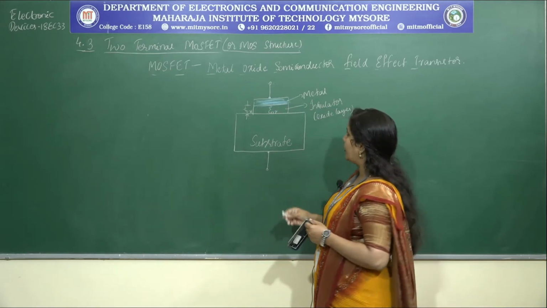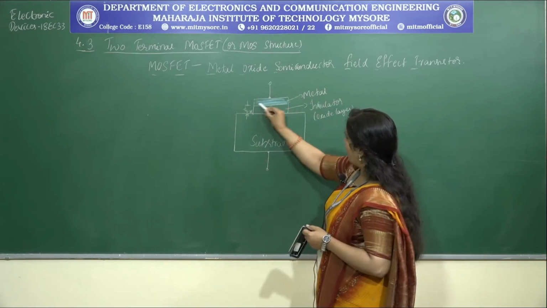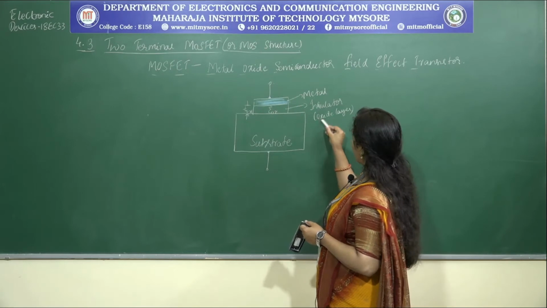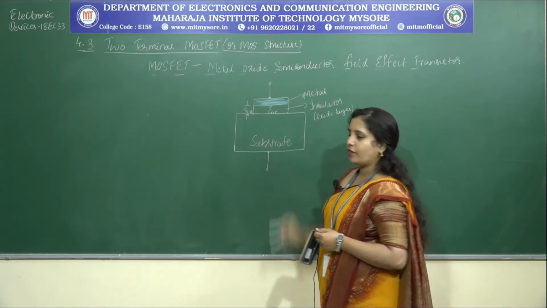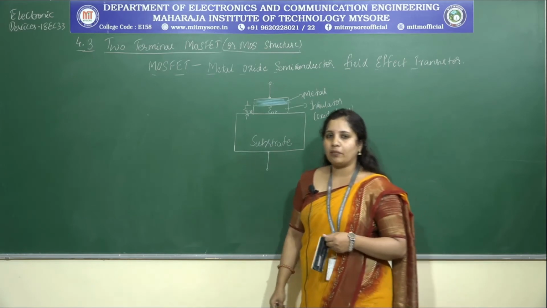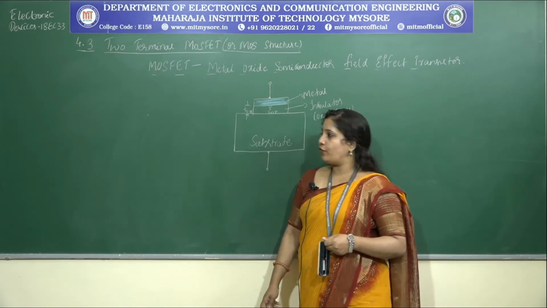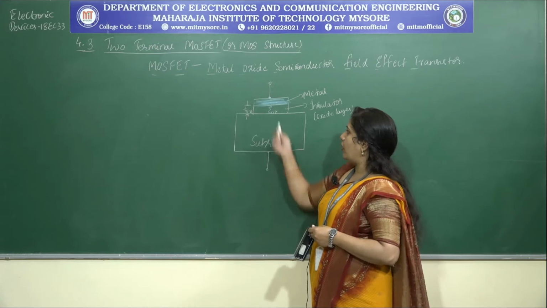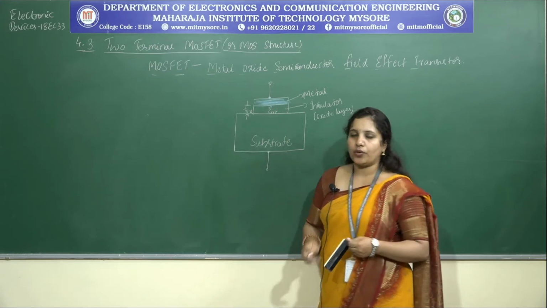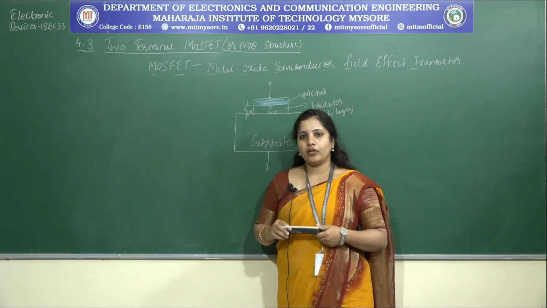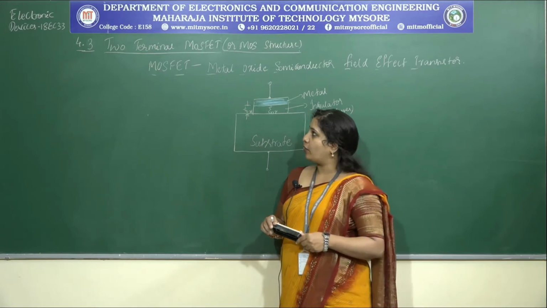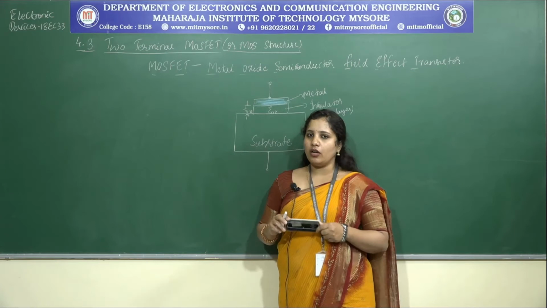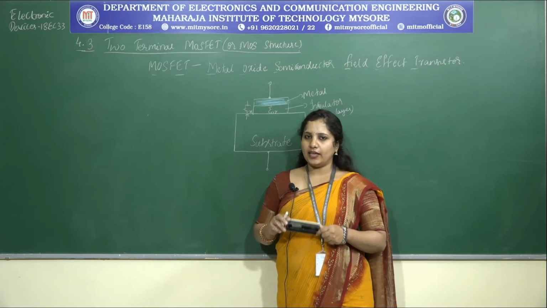What does MOS indicate here? Metal: we have a metal layer. Then comes an oxide layer, which acts as an insulating layer, followed by a substrate made up of a semiconducting material, which is silicon, and therefore the name two-terminal MOS structure. Got the point? Clear till here? Any doubt? Please get this point. That is what the two-terminal MOS structure basically indicates.